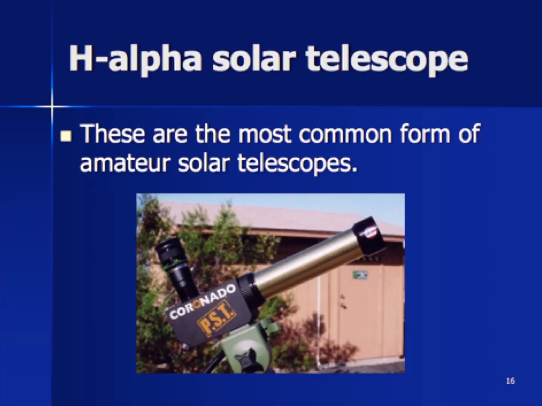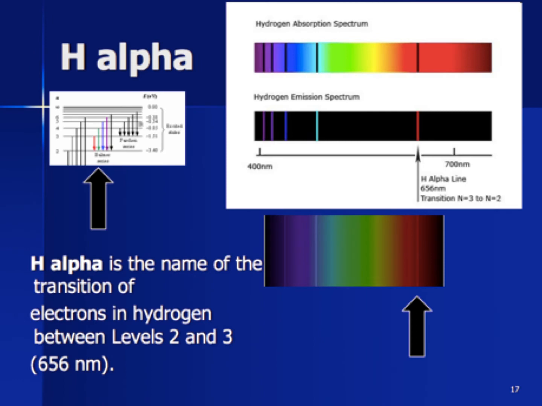Hydrogen alpha telescopes are the most common form of telescope that we use for amateur solar astronomy. PSC owns 2 of these scopes. H-alpha telescopes are looking at a very specific wavelength of light produced by hydrogen atoms. They're not looking at the entire spectrum of visible light. See the arrow pointing to the bright red line? That's the wavelength this type of telescope is looking for.